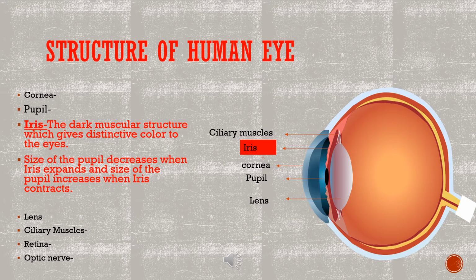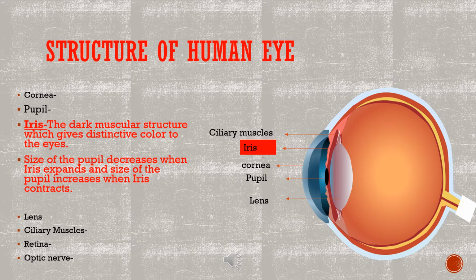If heavy, strong sunlight enters, it may damage our eyes. So the iris helps to adjust the amount of light entering our eyes. How is it adjusting? The size of the pupil can be adjusted. Sometimes it becomes big, sometimes it becomes small.